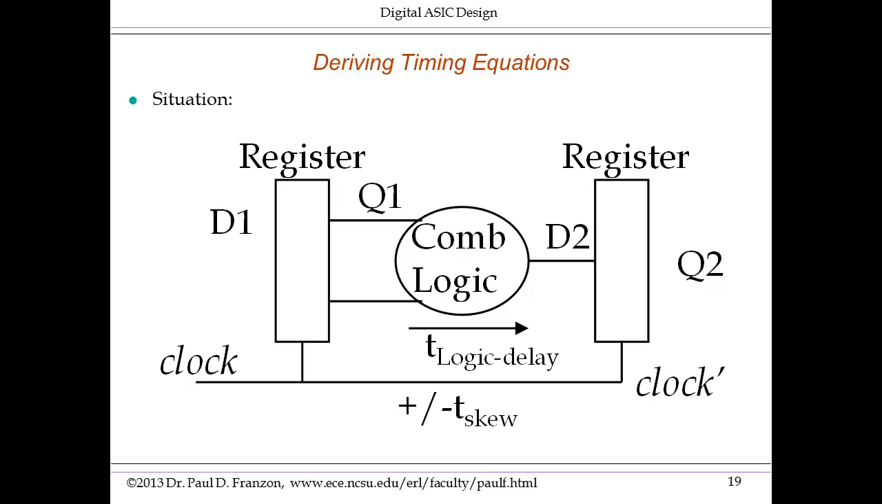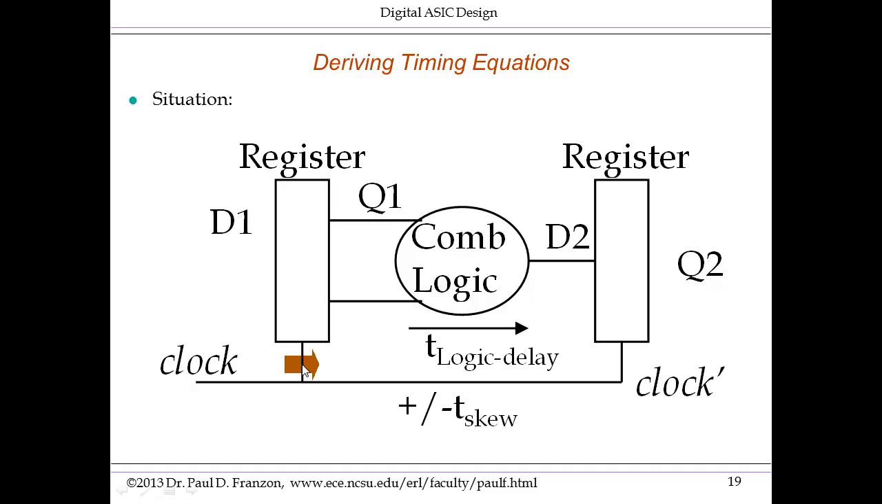So in general, we're going to look at two stages of logic to derive our timing equations. Two registers talking to each other. Left-hand register is input D1, output Q1. The right-hand register, input D2 and output Q2. There's a logic delay, and I'm going to consider here both the minimum, fastest logic delay on the shortest logic path when I consider hold violations. And for setup violations, I'm going to consider the longest logic delay on the longest logic path.